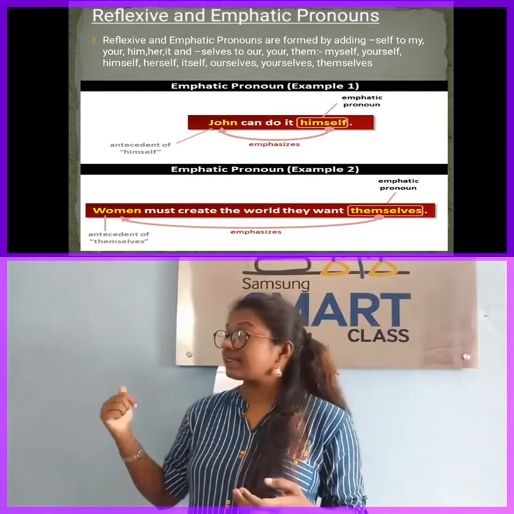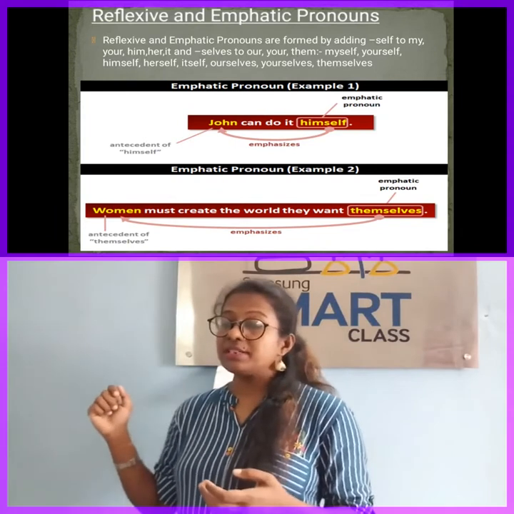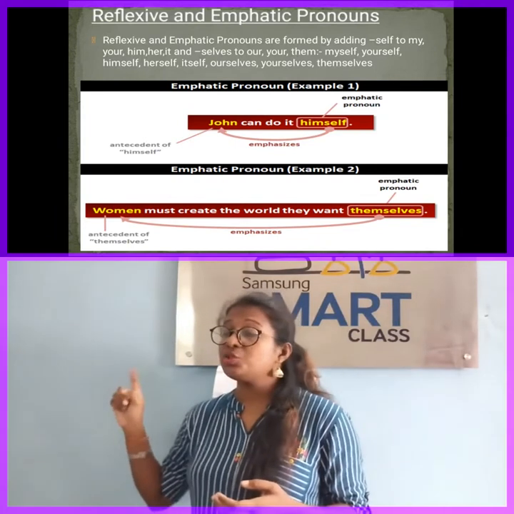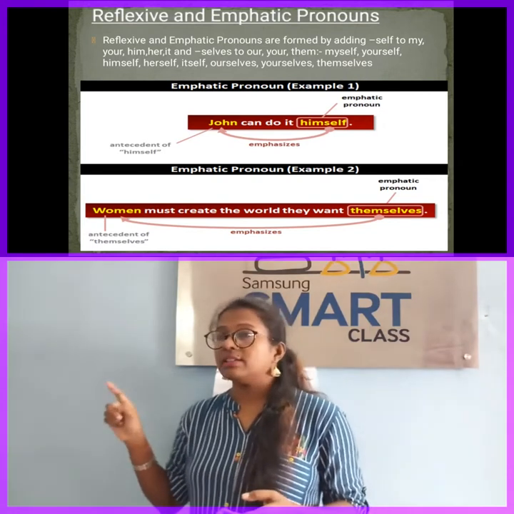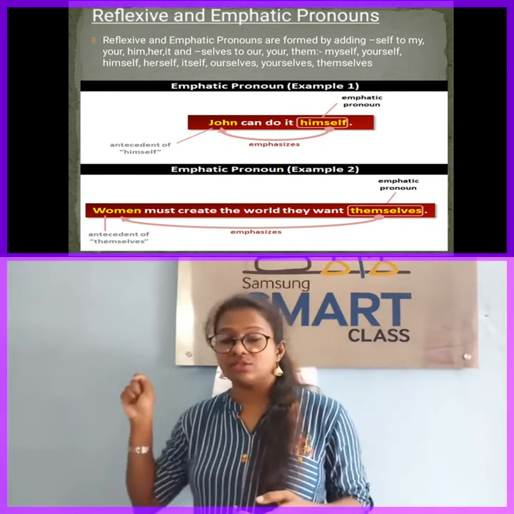Okay, let us see the example from the chart. The first one is saying John can do it himself. Here the antecedent is John. That is talking about the person, that is John.